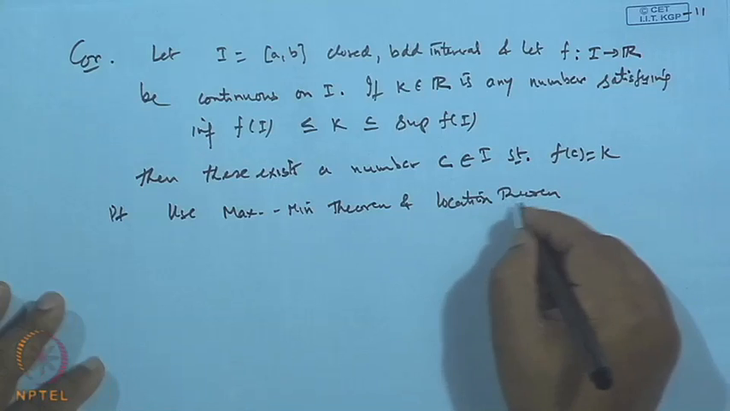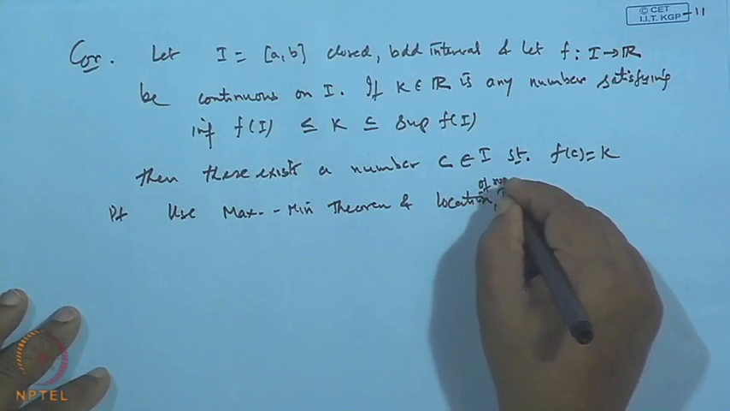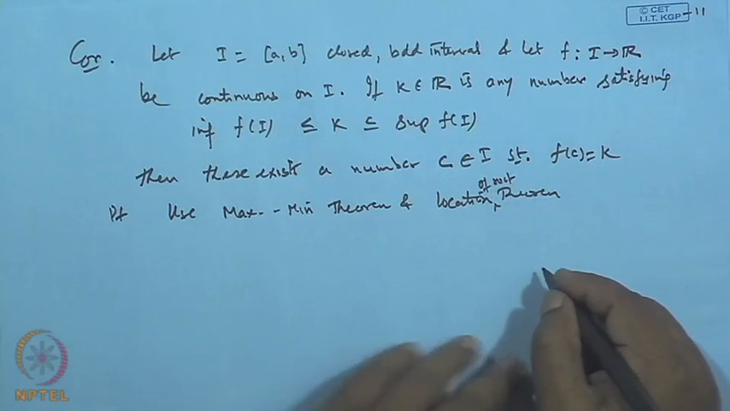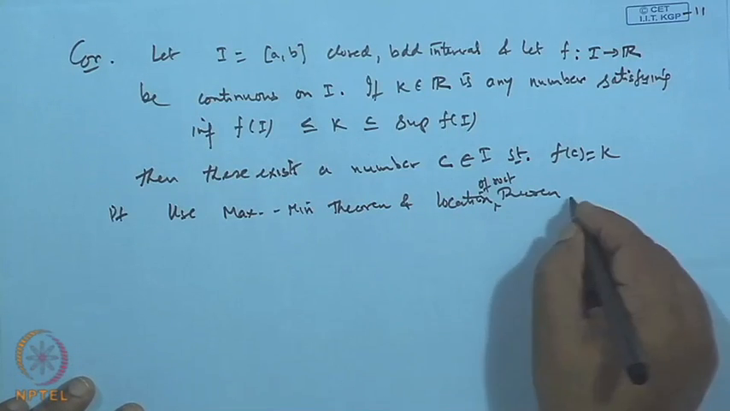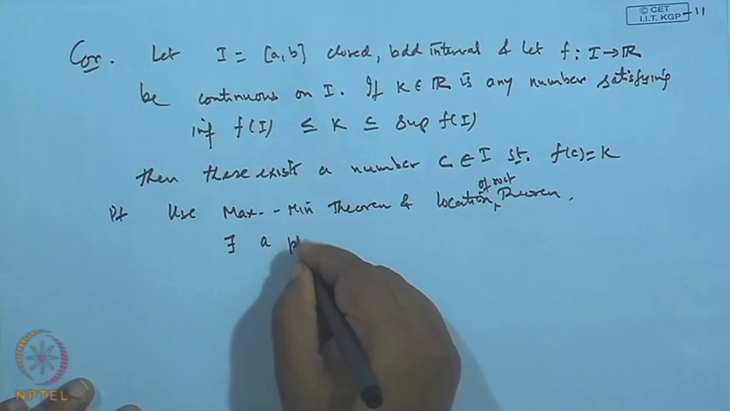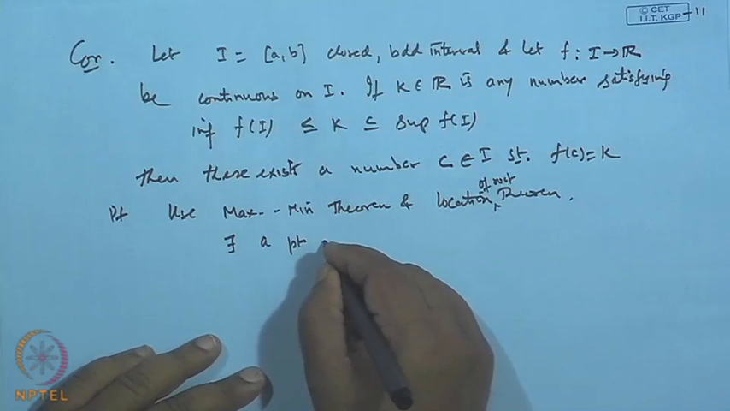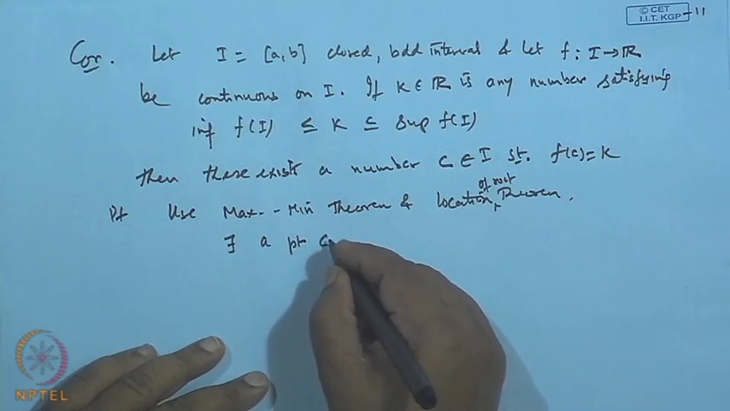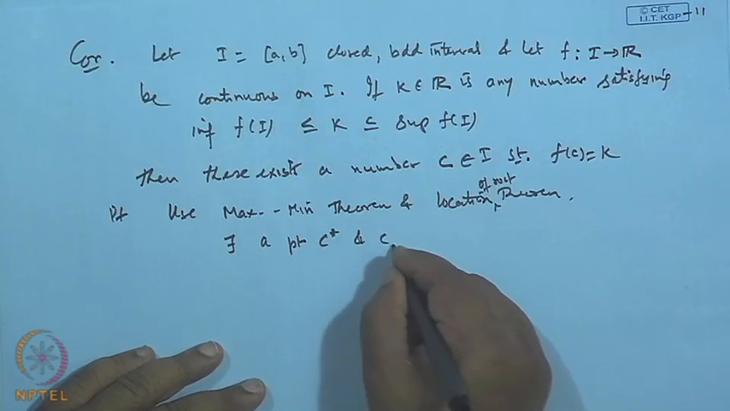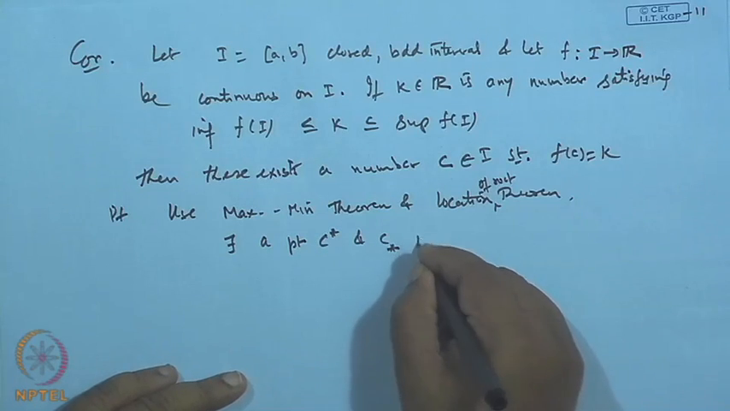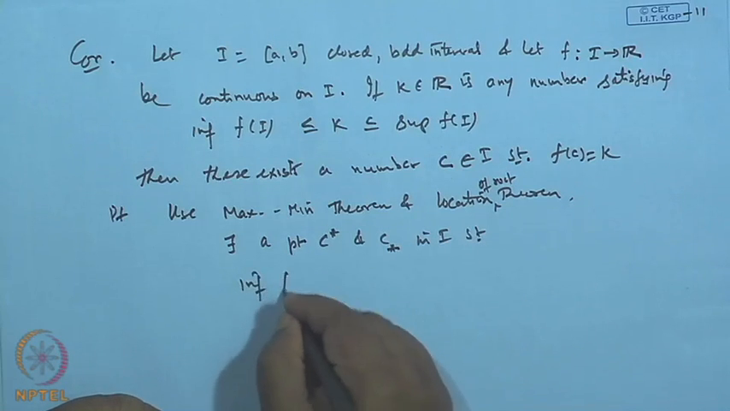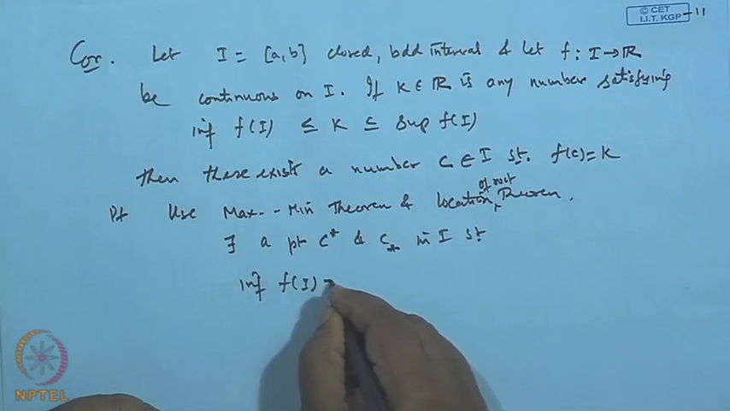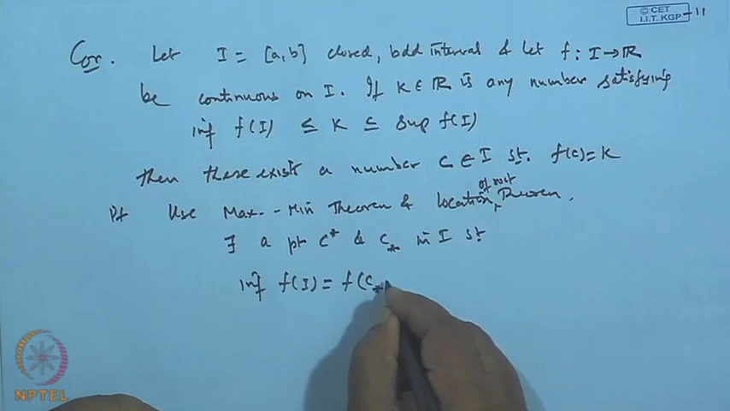theorem. So, what we see here, there exists a point, say C upper star and C lower star, in I such that the infimum of this will be f of C lower star.